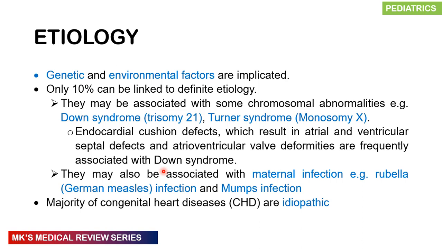You have these endocardial cushion defects, which are going to be resulting in atrial and even ventricular septal defects. You may have atrioventricular valve deformities, which are frequently associated with Down syndrome. There may also be an association with maternal infection, especially with rubella, the German measles, as well as mumps. Then the majority of these congenital heart diseases are actually idiopathic, so we don't really know what's causing them.